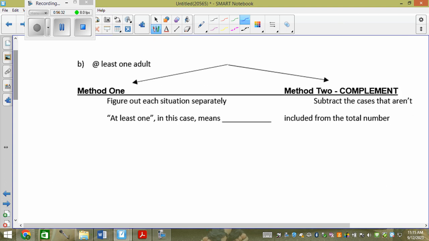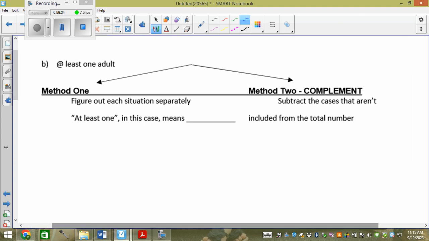This one here says at least 1 adult. So if I went to the store and I needed at least $1 to buy anything, what would I need? $1 or more. And where am I going to stop at on this one? 5. So this one's going to be a whole bunch of cases. We're going to show method 2 in a second over here. But this is just the literal one, just like we did.